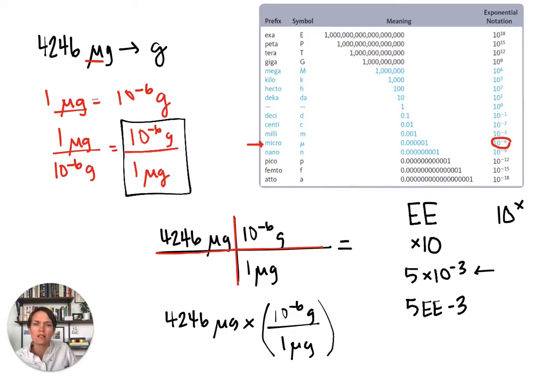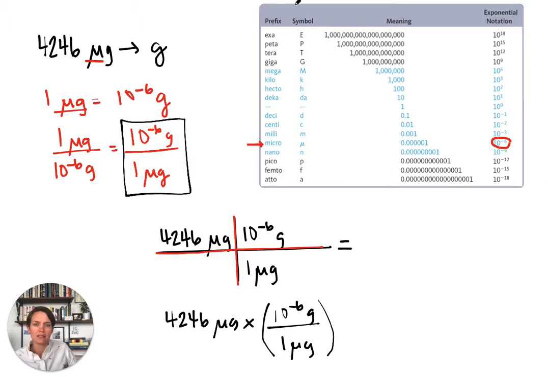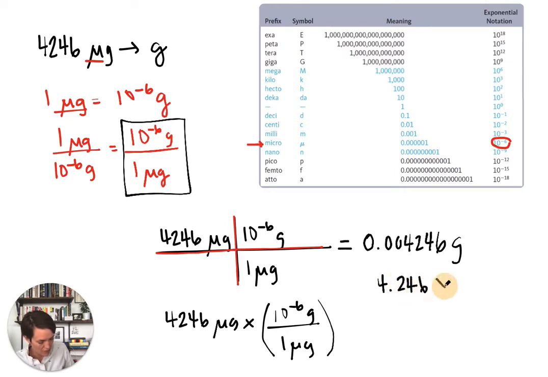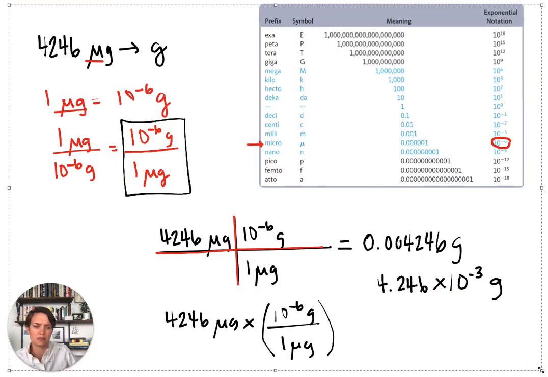Okay, so let's get rid of this. If I plug that into my calculator, like I did, my calculator reports 0.004246 grams. Now I could also write that in scientific notation as 4.246 times 10 to the negative third grams. Cool. All right, let's do a couple more examples.